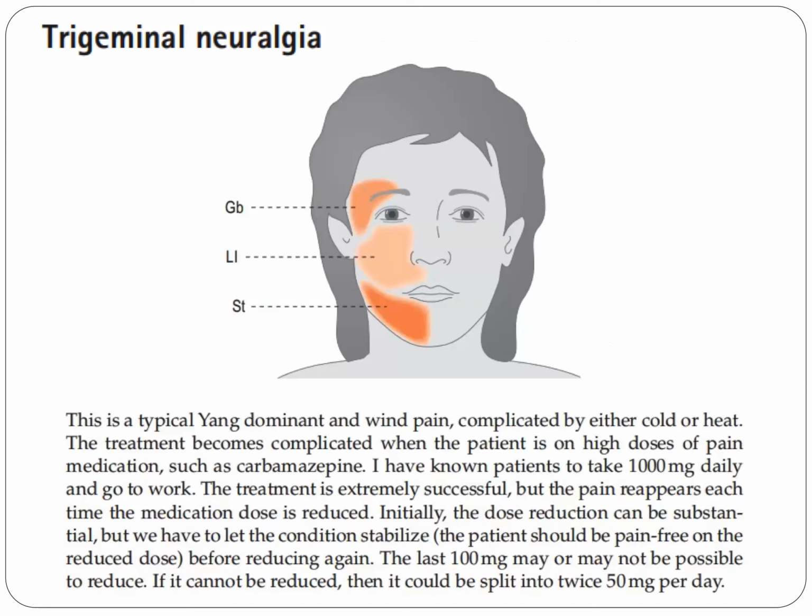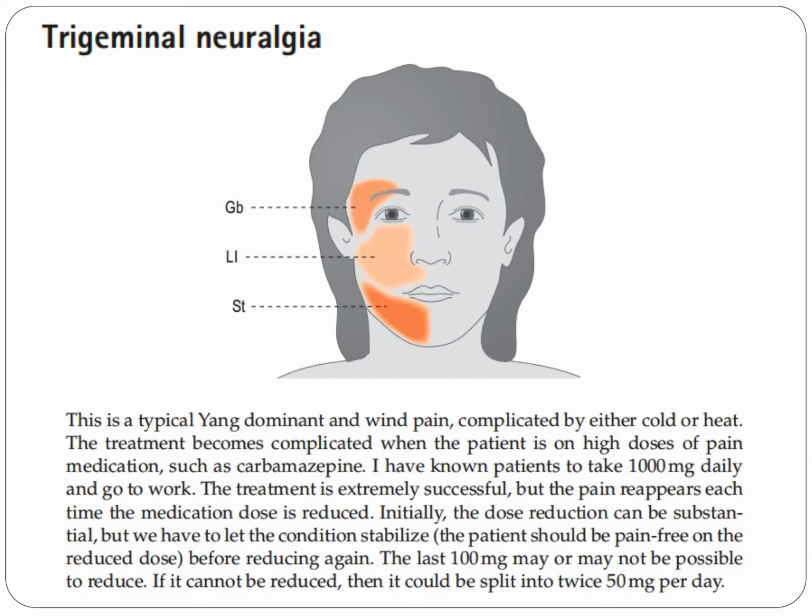Now let's talk about trigeminal neuralgia. This is a typical yang dominant and wind pain complicated by either cold or heat. Treatment becomes complicated when the patient is on high doses of pain medications such as carbamazepine. We have known patients who take 1,000 milligrams daily and go to work. Treatment is extremely successful, but the pain reappears each time the medication dose is reduced.